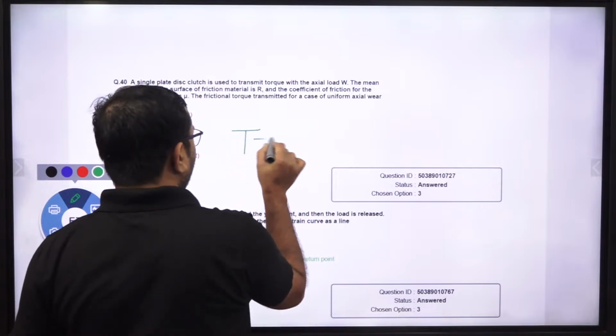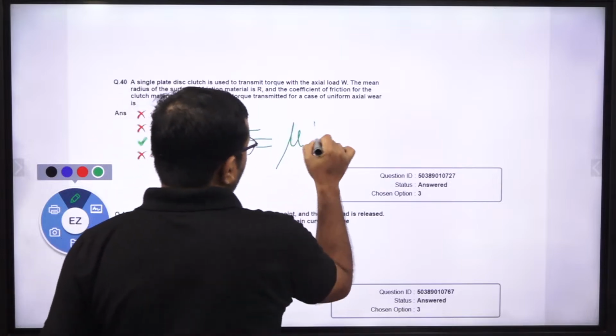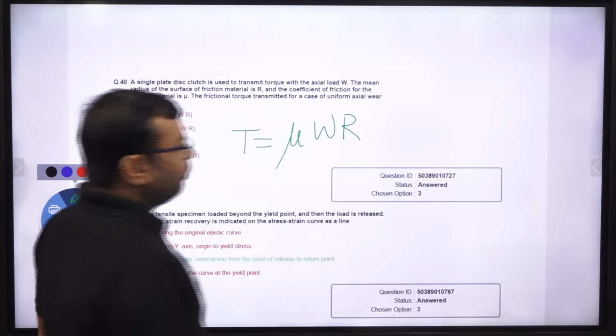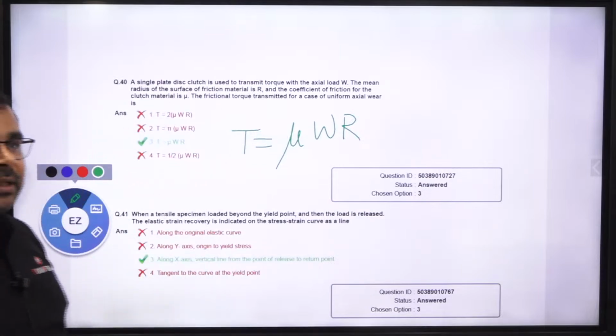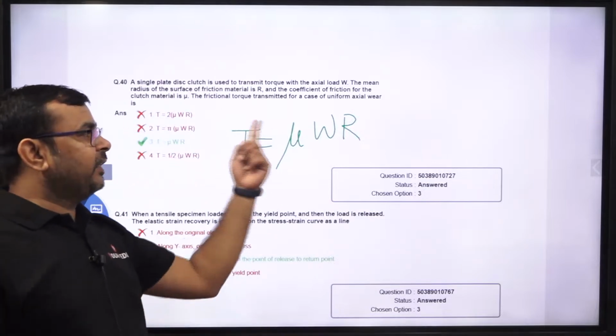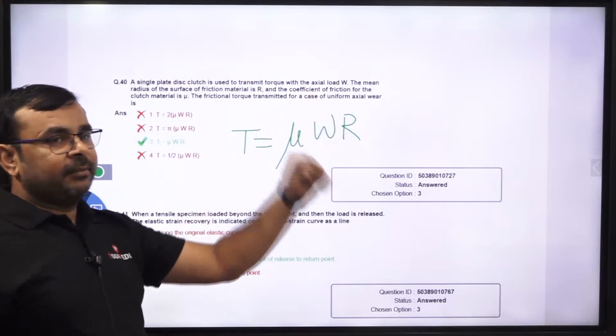Is it clear? The torque transmitted must be equal to mu W R. Yes or no? Mu W R. Yes or no? Is it clear? This is the coefficient of friction, this is the axial load, and this is the mean radius.